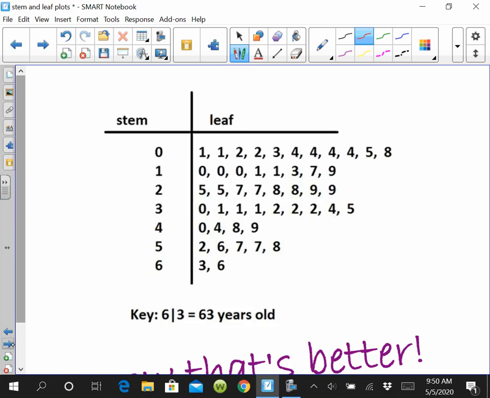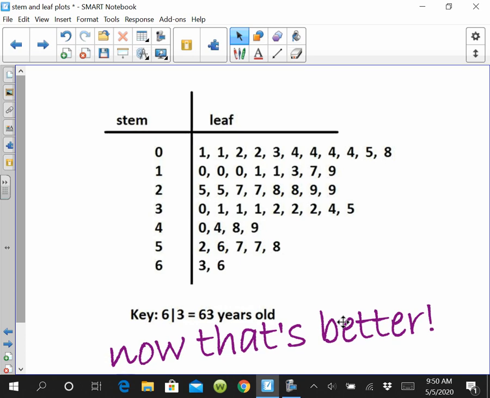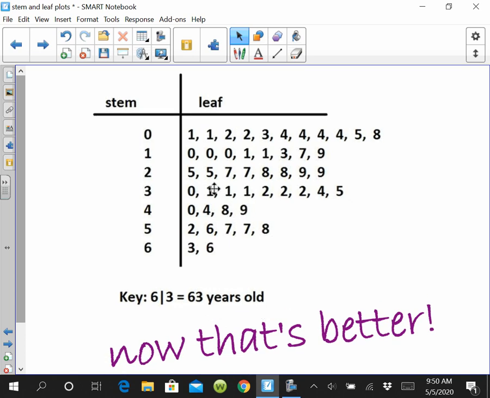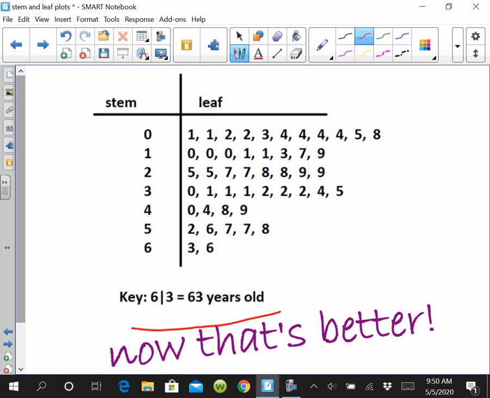Here's a better stem and leaf plot. I ran off the bottom of the screen there. Here's a little bit better one that I can see the key right here. A stem of 6 and a leaf of 3 represents a 63-year-old. So now I know that there was a 31-year-old. Actually, there was another 31. Oh, there were 3 31-year-olds.